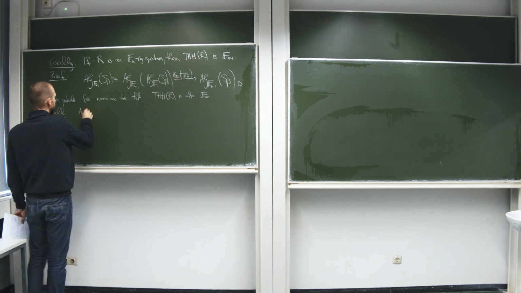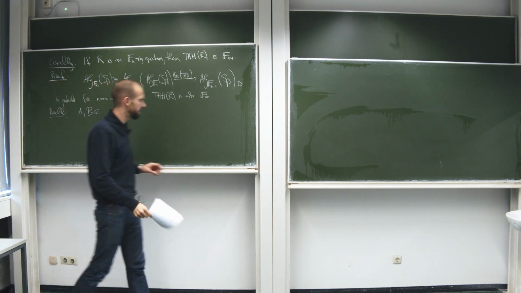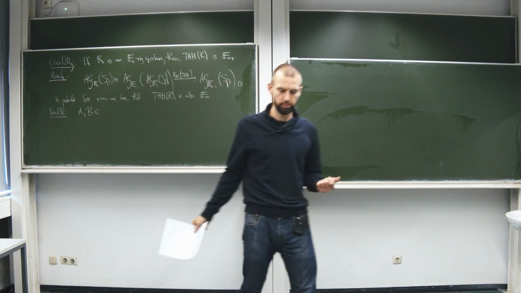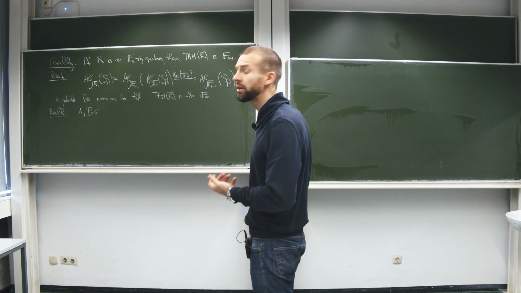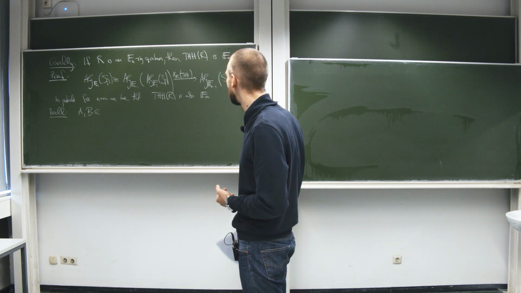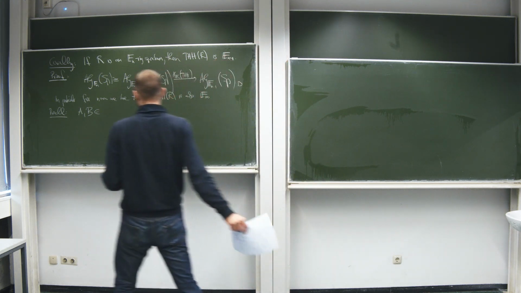If A and B are, and by the way, everything I'm going to say here about THH is generally true about Hochschild homology in the general symmetric monoidal infinity category, but I think this would only add notational complexity to what I'm doing here. So let me do it for THH.